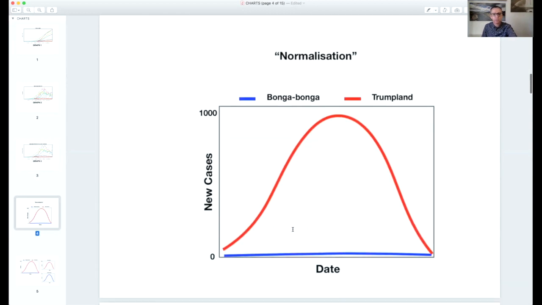Let me give you an example. This is away from the real data. This is me playing with some idealistic data. Imagine we're looking at 2 countries, Bonga Bongaland and Trumpland.